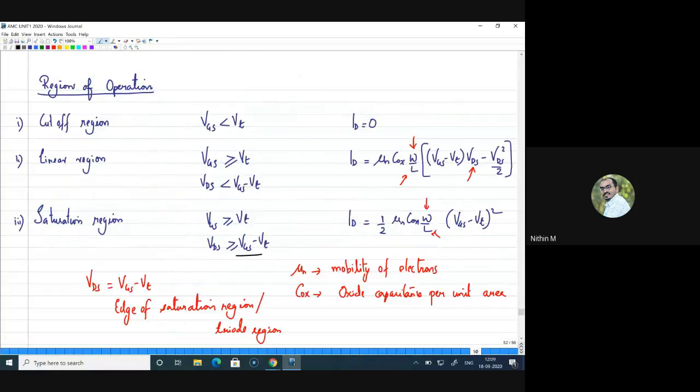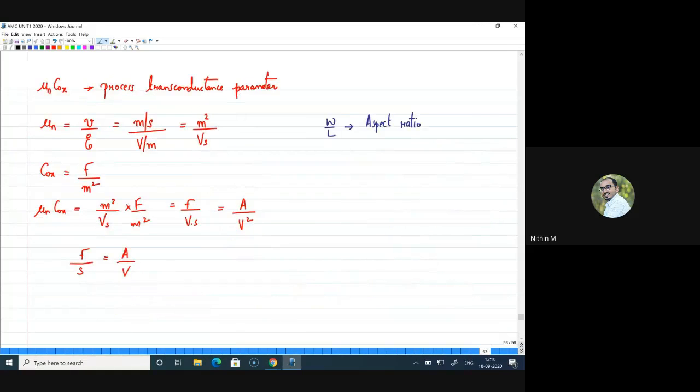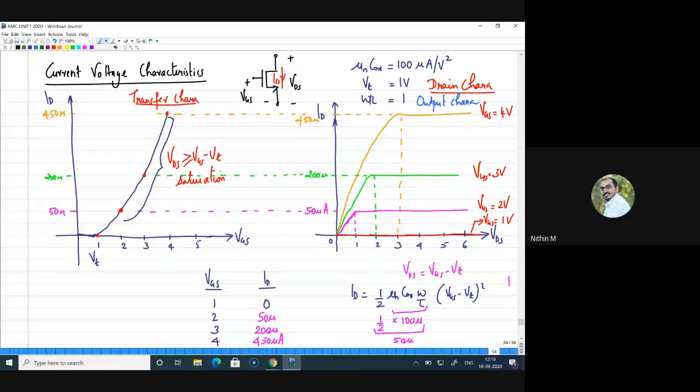That we understood. And further, from that understanding, we divided the different regions of operation as cutoff, linear, and saturation region. We have written the voltage conditions for all the three regions, and directly wrote the current equation, assuming that you have seen this equation in even semester 1. So that is what we have done. And we also looked at the units of process transconductance parameter. And we have also seen that W by L is called the aspect ratio.